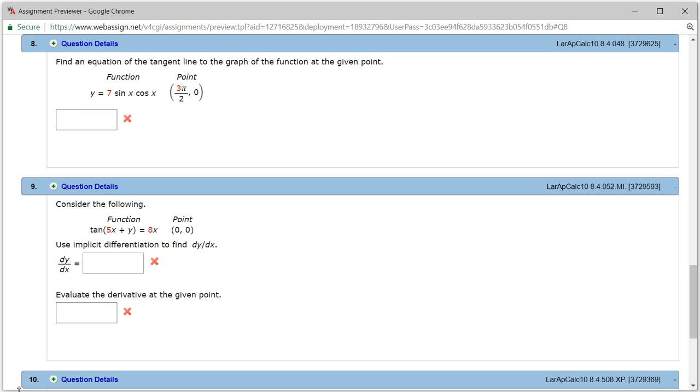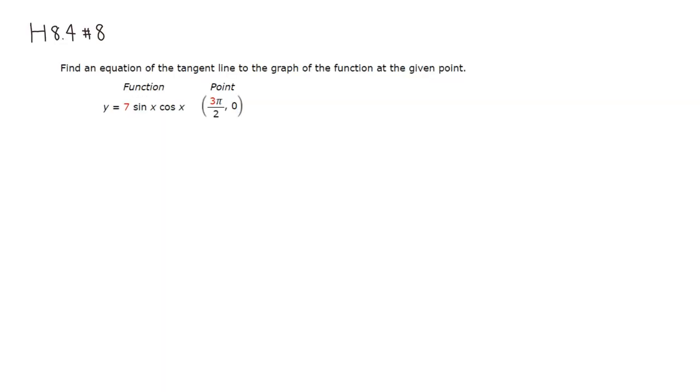Alright, let's look at homework 8.4, problem number 8. We want to find an equation of the tangent line at the given point. So let's do that. We already have x1 and y1. x1 is 3 pi over 2 and y1 is 0. So all we need is a slope. So let's take the derivative.